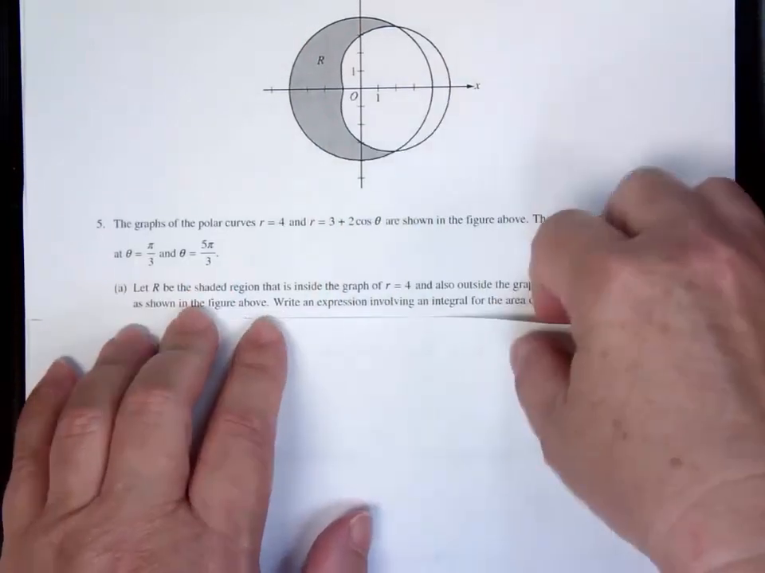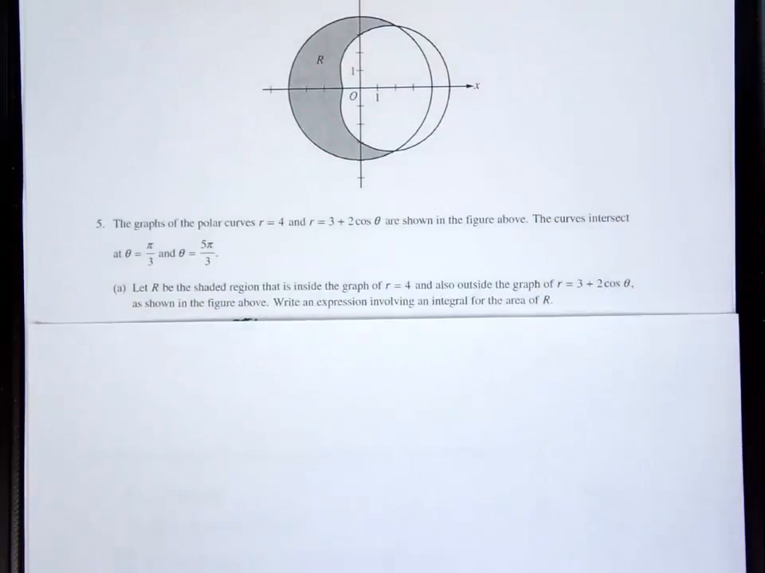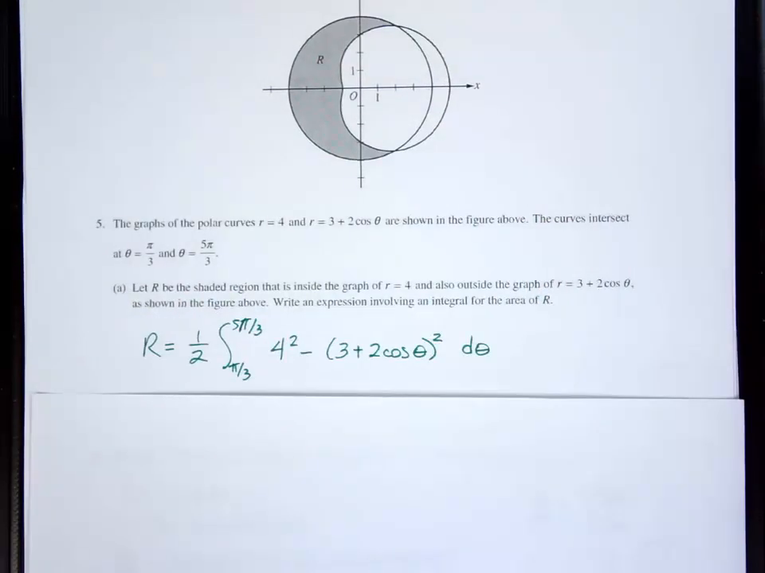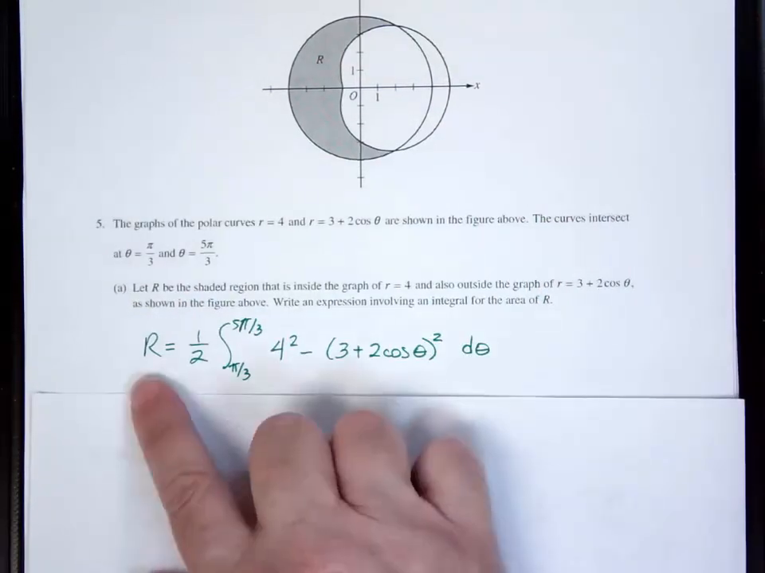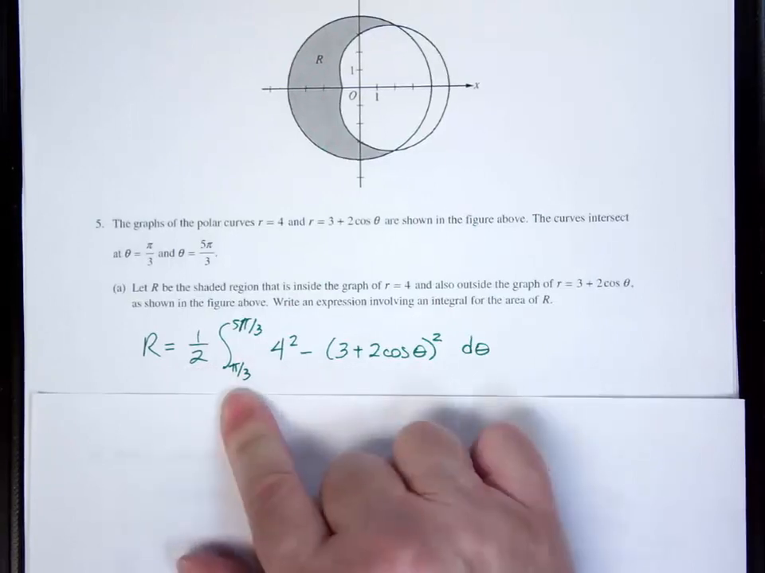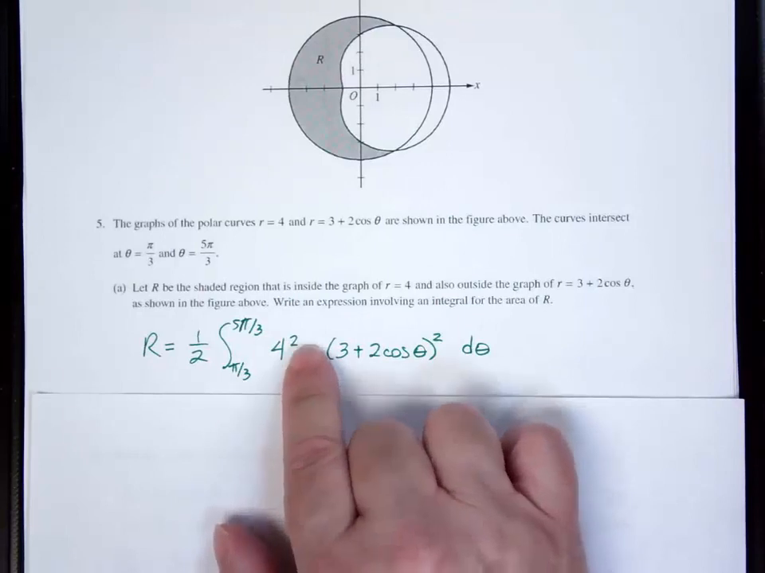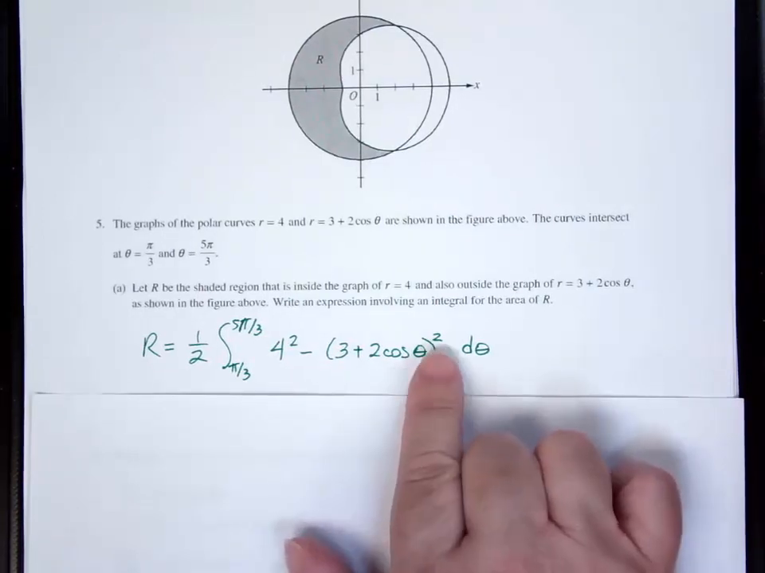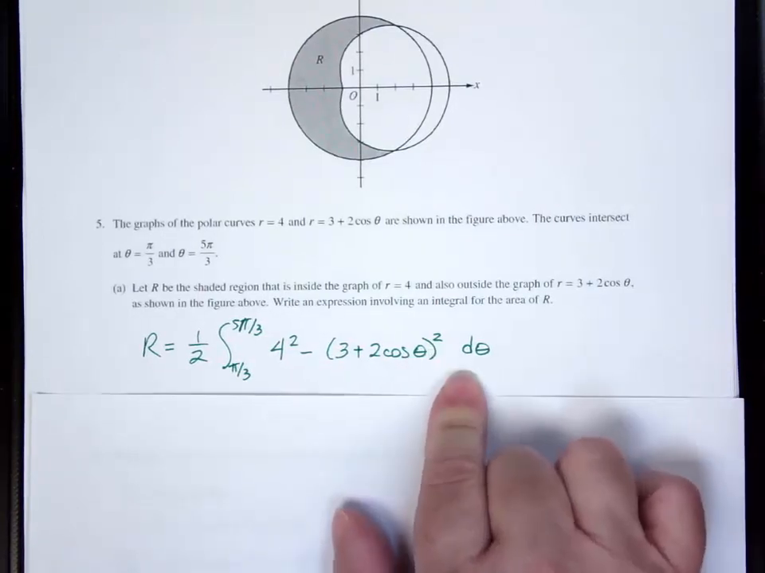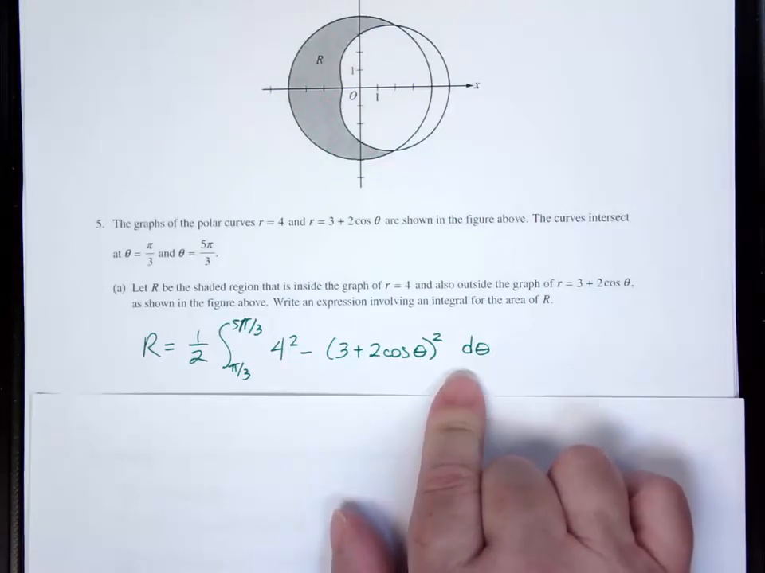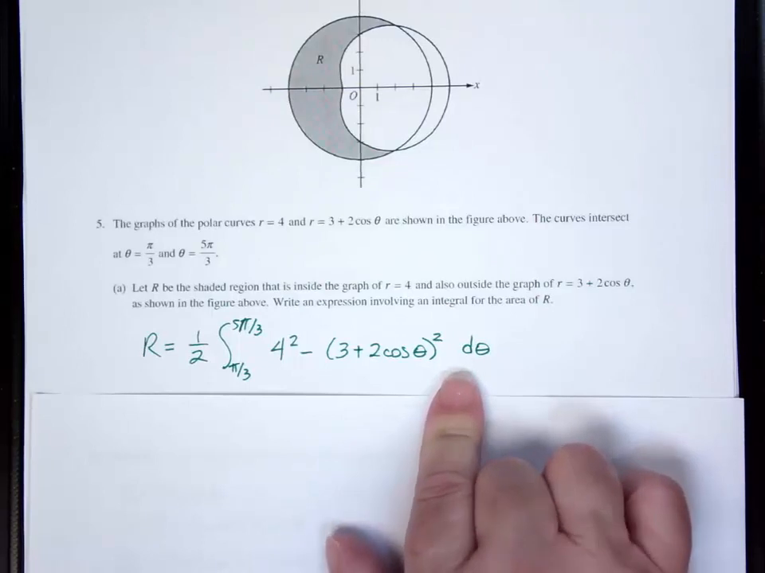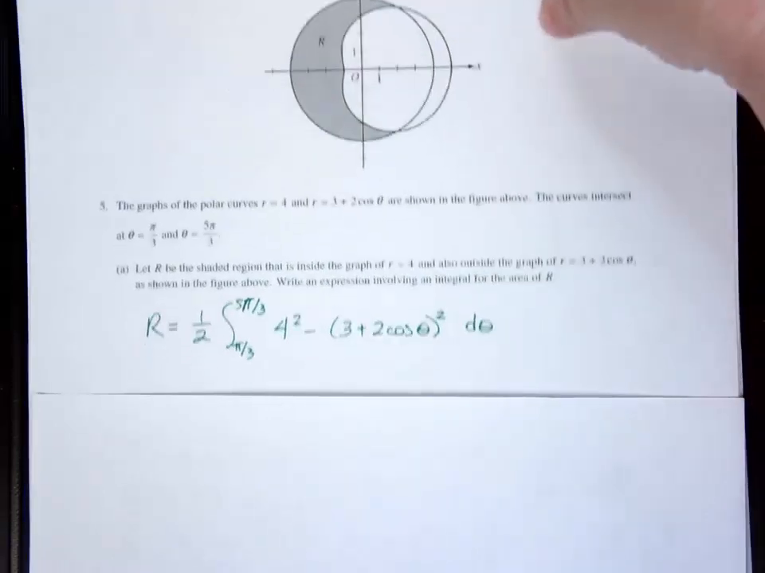But remember that polar has a different formula. It's 1/2 r squared d theta. So the area equals 1/2 the integral from pi over 3 to 5 pi over 3, outer, which is the 4 squared, minus the inner squared d theta. So it's like you're doing the area of the circle and then minus the area of the limacon. So that's all you had to do for that one since you don't have a calculator.